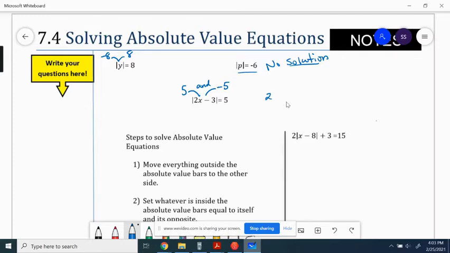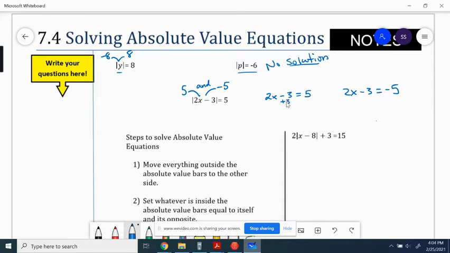The first one, we simply remove the absolute value bars. And then the second one, we keep the same thing, we just set it equal to the opposite. So instead of positive 5, set it equal to negative 5. And then we just solve both equations. So there's two values of x, just like there was with our first example. And we're going to solve them the same way.